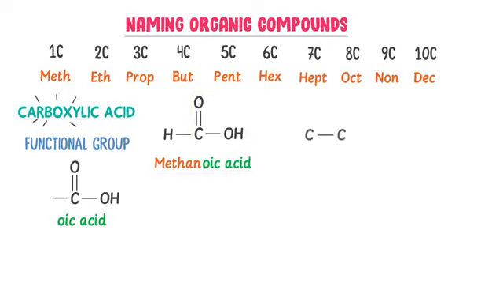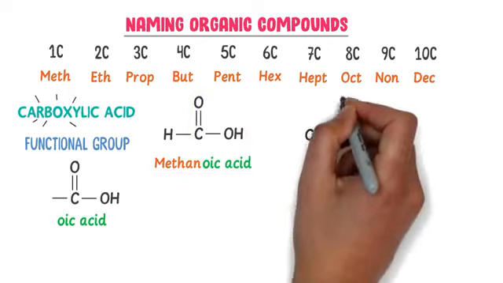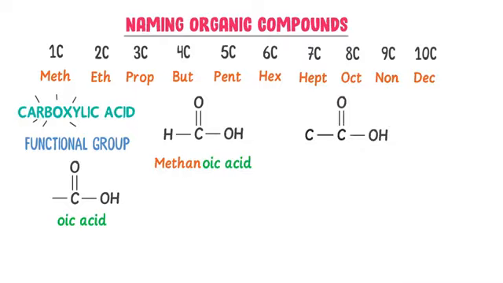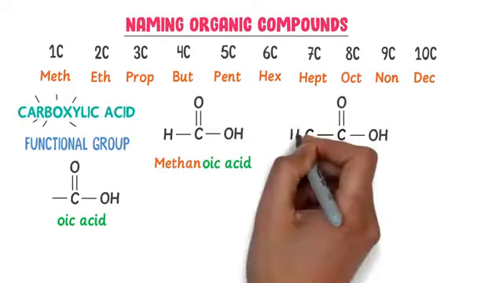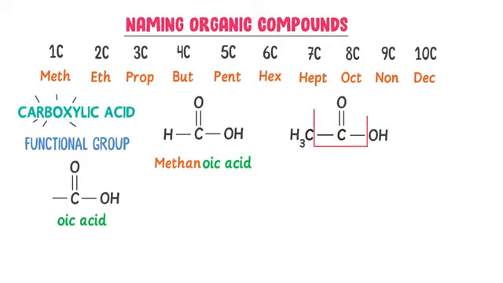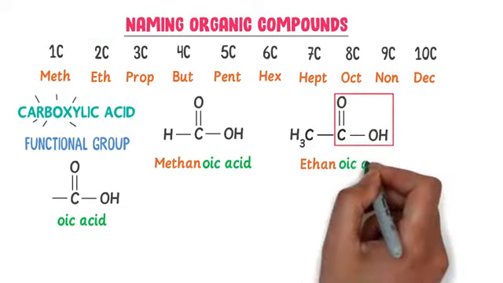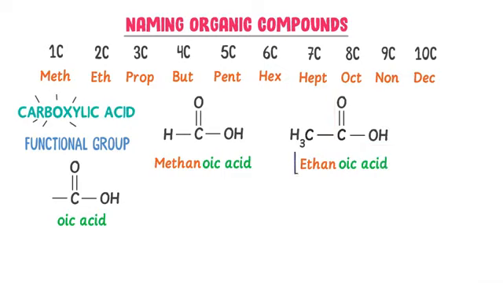Secondly, consider 2 carbon atoms with O double bond and OH bonded to it. This carbon has formed one bond, write H3, while this carbon has already formed 4 bonds. There are 2 carbon atoms, so I write ethane. Also there is the C double bond O, OH functional group of carboxylic acid. I write "oic acid". So I get ethanoic acid.